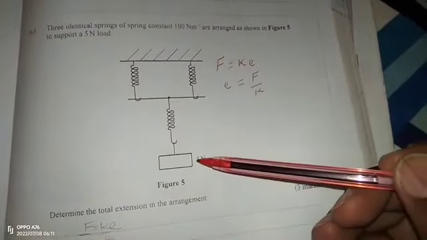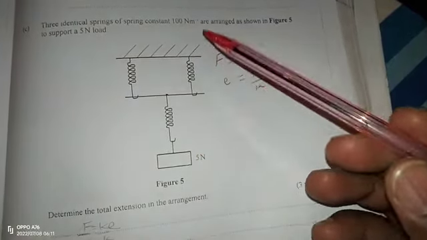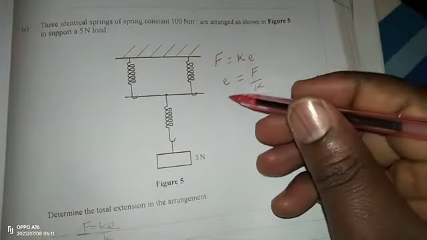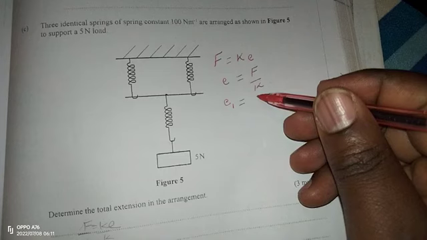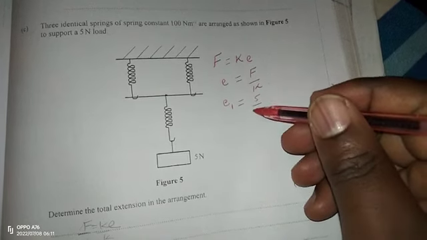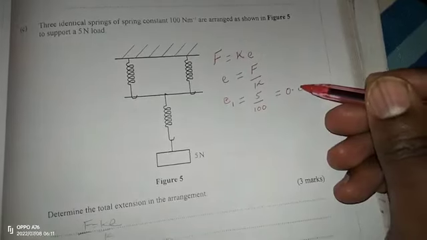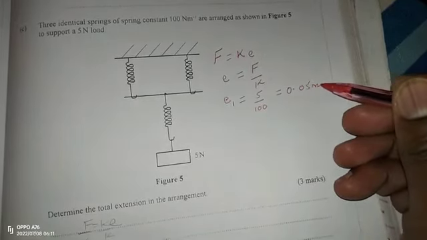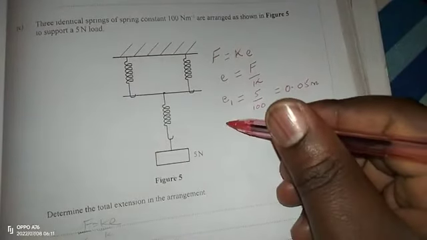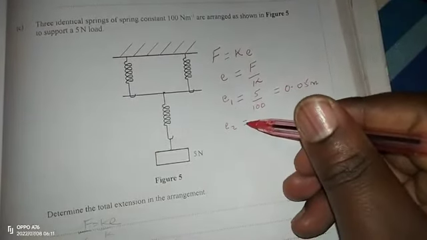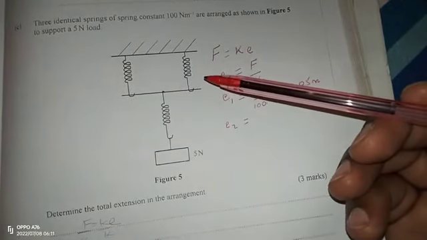the first spring, whereby the spring constant is 100 and the supported load is 5 newtons, the first extension in that case is going to be a force of 5 newtons and a spring constant of 100 will give a 0.05 meters extension.